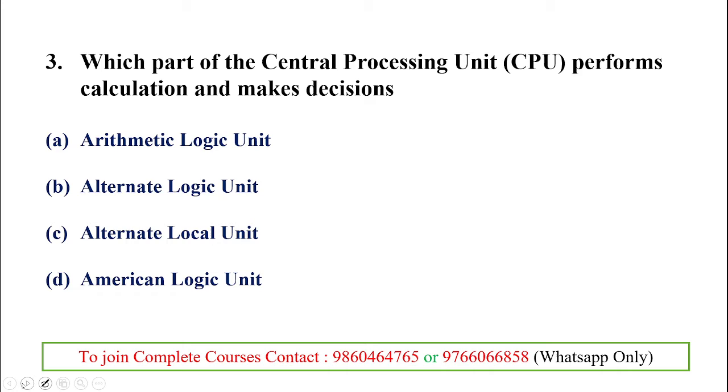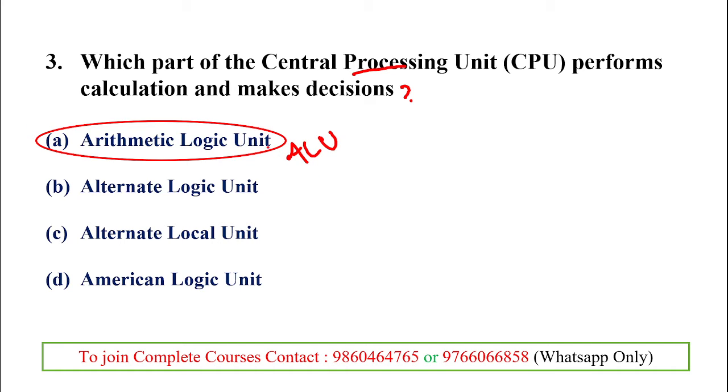And then which part of the central processing unit, that is CPU, performs calculation and makes decisions? So CPU is the heart of the computer, the important one in the computer, and that performs calculation and makes decisions with the support of the arithmetic logic unit, that is ALU. And the full form of ALU is arithmetic logic unit.